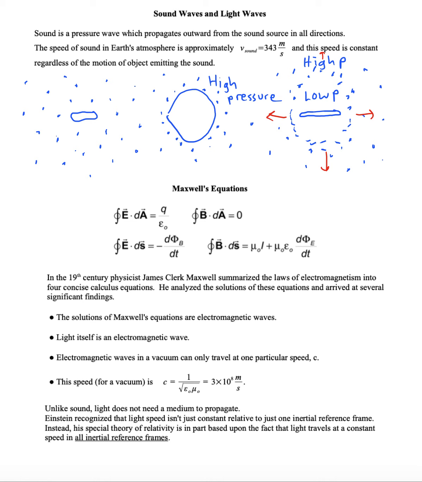But one major difference between the two is that unlike sound, light doesn't need a medium to propagate. It can travel in a vacuum where there's no material at all. Now, another thing that sets light apart from sound is that Einstein recognized that light speed is not just constant relative to one inertial reference frame. Instead, his special theory of relativity is based in part upon the fact that light travels at a constant speed in all inertial reference frames. That's a very profound statement and one that could be challenging to understand.